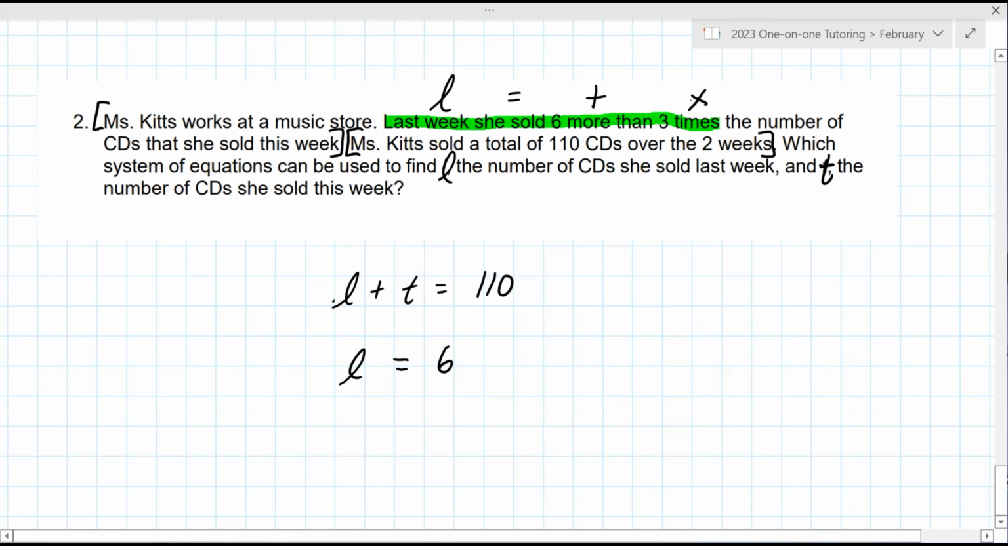Okay. You want to try it one more time? Looking at that again. So would it be 6 plus t times 3? 6 plus 3t. Yes. Because the thing it's times is the number of CDs that she sold this week. Yes. Okay. I understand now.